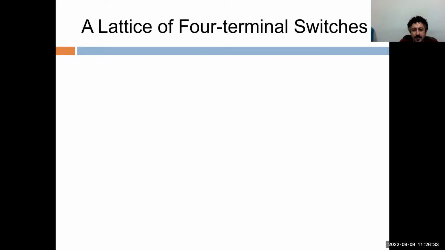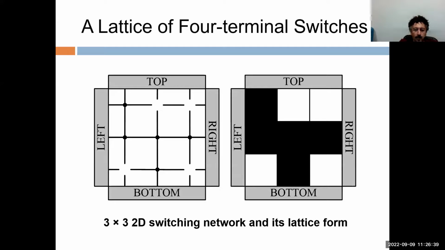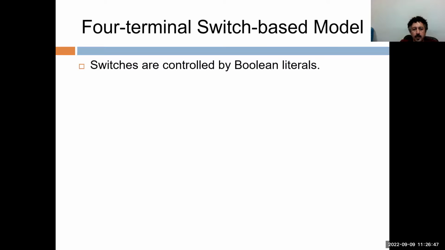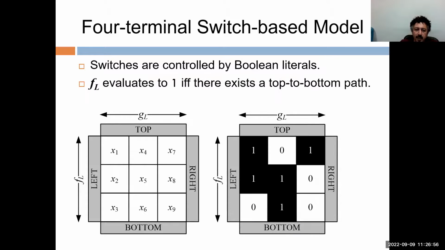So here's an example: 6 switches and 14. Here is a four terminal switch, open and closed. Closed are black, opens are white. Switches, like all switches, are controlled by Boolean literals, x's and x naughts. So here is the Boolean function from top to bottom. If there is a closed path from top to bottom, then this FL becomes 1.